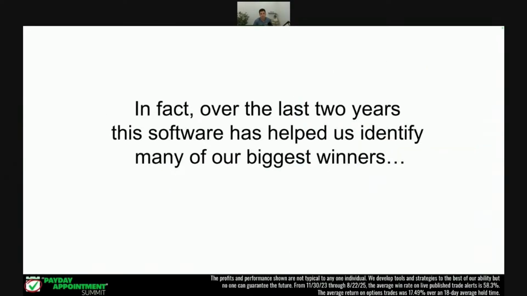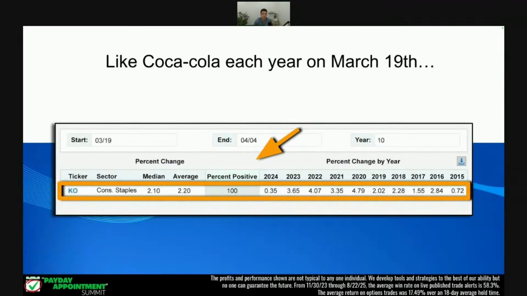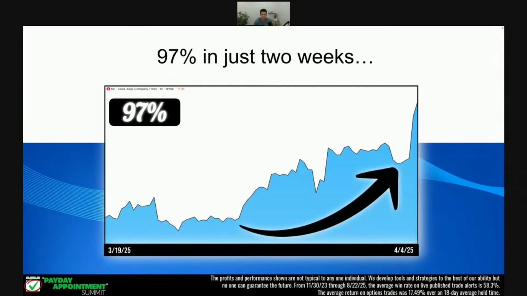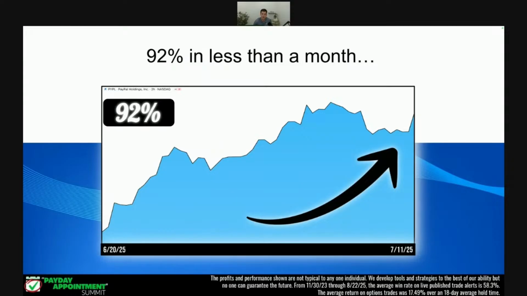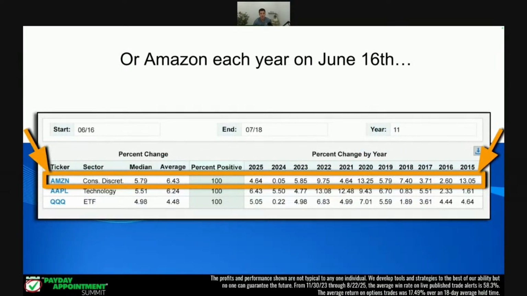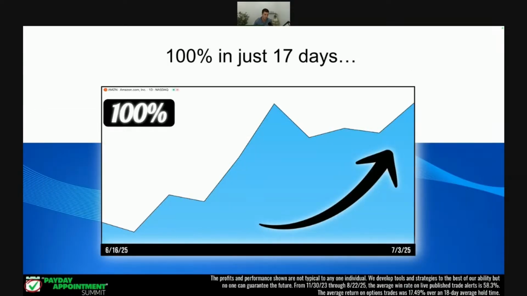In fact, over the last 2 years, this software has helped us identify many of our biggest winners, like Coca-Cola each year on March 19th. Made up 97% in 2 weeks on that one. PayPal each year on June 20th, 92% on the options on that one. Amazon June 16th, made a double on that one.